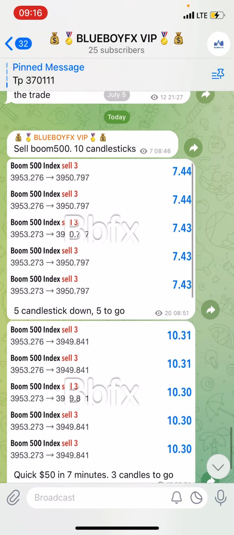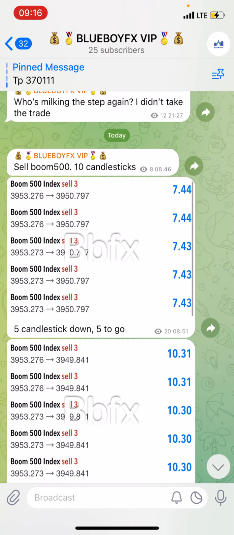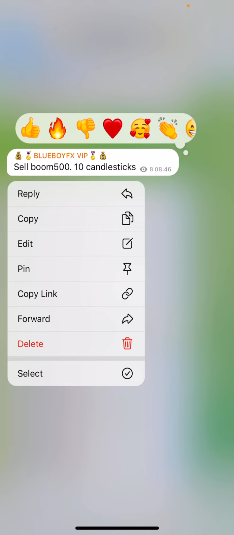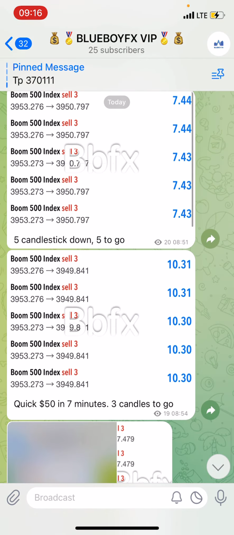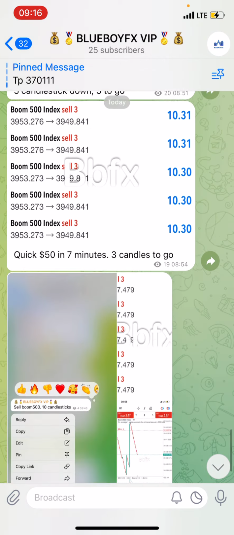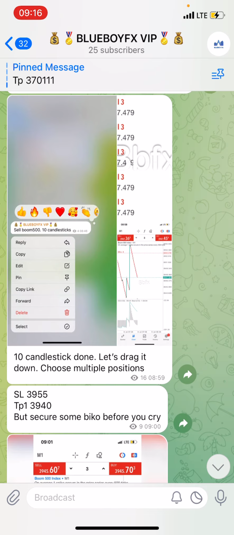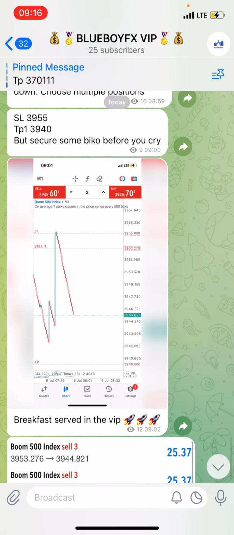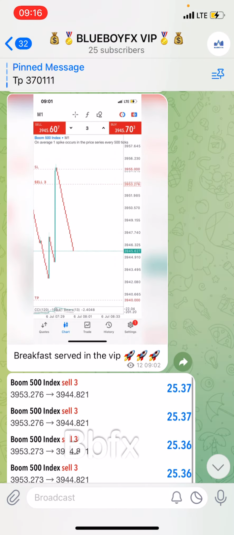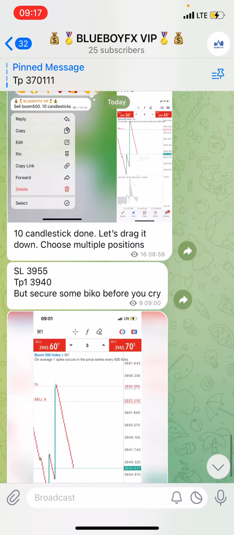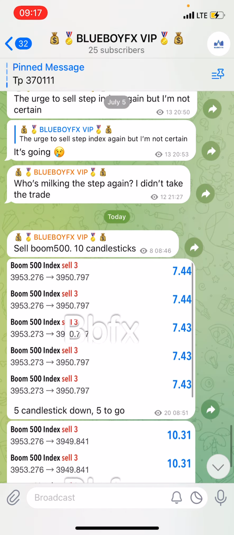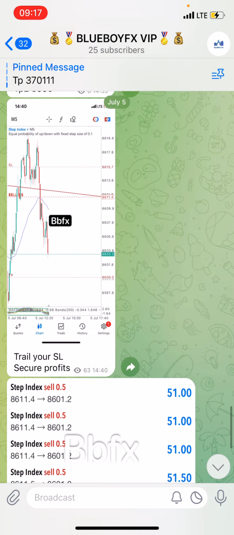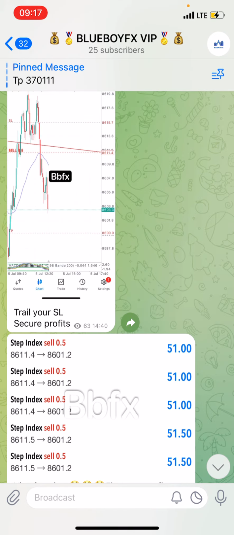So here is the trade from this morning. On the Boom 500, we were supposed to catch 10 candlesticks first, so we were able to hit the first candlesticks. Then that's when I gave the SL and the TP. I told them to secure some positions before the market goes up. Although this is an uptrend, it's very okay to get in for a sell and hold on to it.